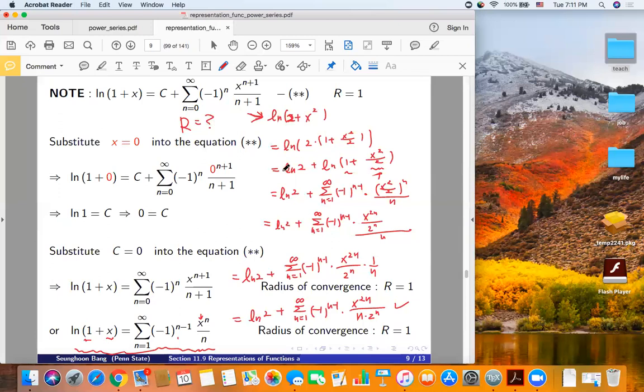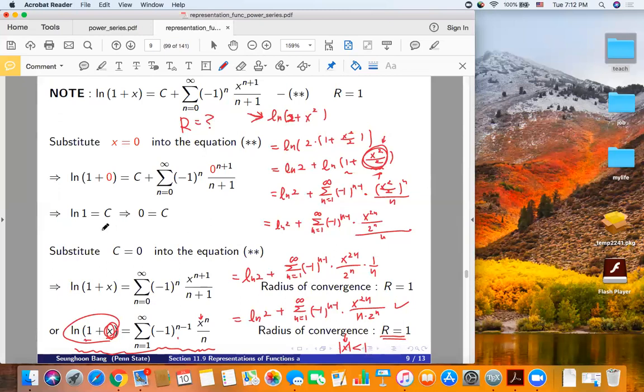The idea is like this. Original one: ln of 1 plus x. So here, what is ln of x squared over 2? This is ln of x. What is the radius of convergence of the original one? R equals 1. What does it mean? Absolute value of x is less than 1. That is the exact meaning. So you plug x squared over 2 into x.